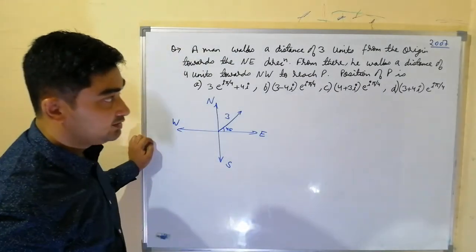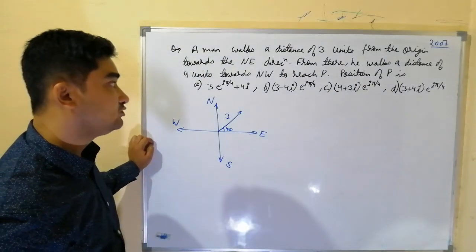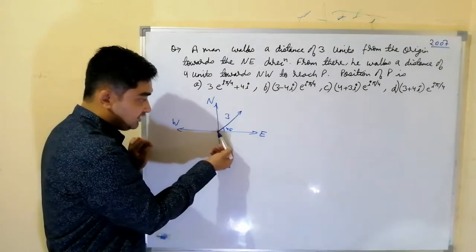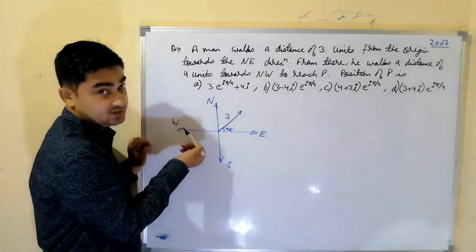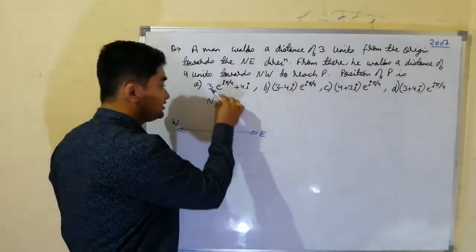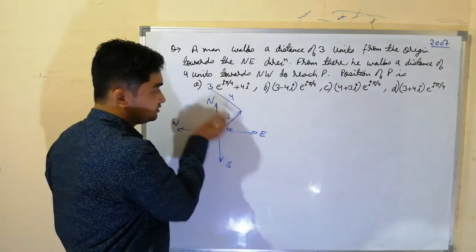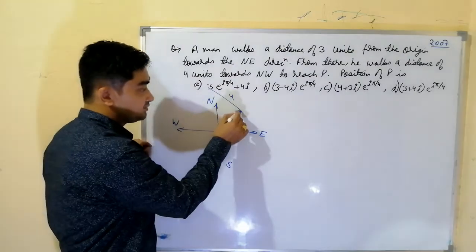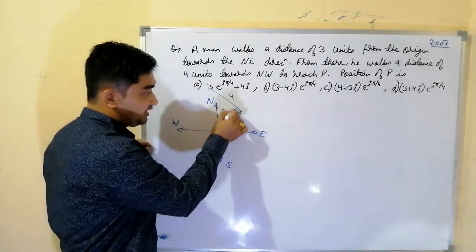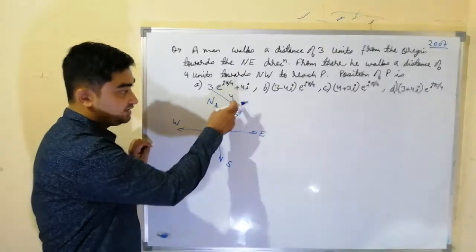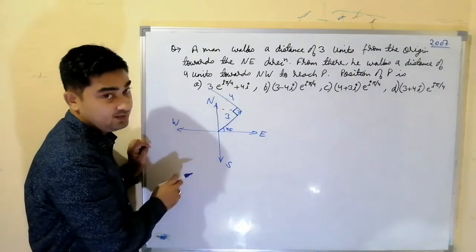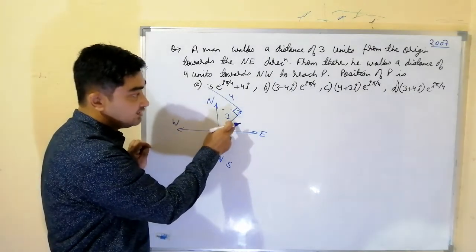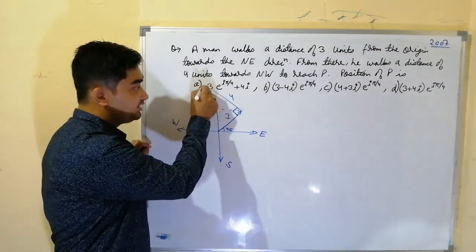Now from there he walks a distance of 4 units towards northwest to reach P. Northwest is the direction which makes 45 degrees with both north and west. So he moves 4 units in this direction. This angle will be 90 degrees, because they both make the same angle with the perpendicular lines. So the angle between them is 90 degrees. This is 3, this is 4, and this final point is P.